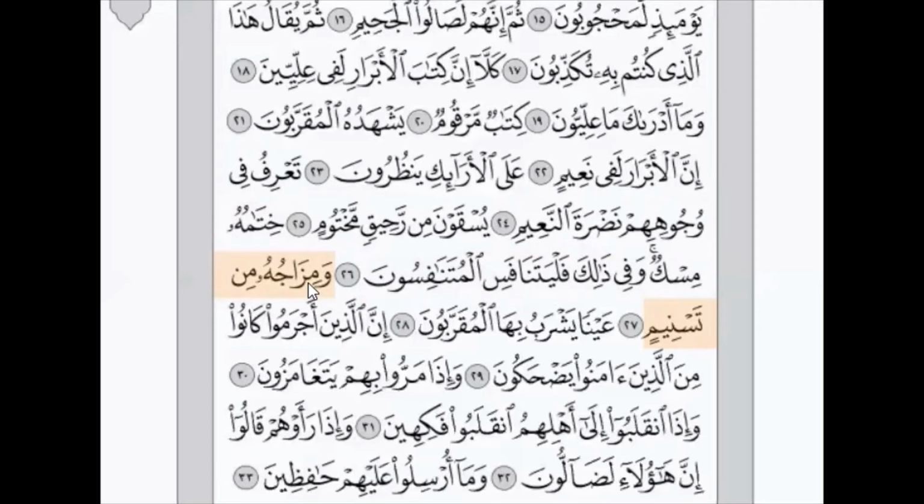وَمِزَاجُهُ مِن تَسْنِيمٍ. The alif here is a natural mud extended for 2 counts. The waw here, again, is a mad sila sughra. Anytime you have this pronoun ha, this is the cause of the mad sila, the connecting mud. Okay, so the same ruling we had up here applies here.